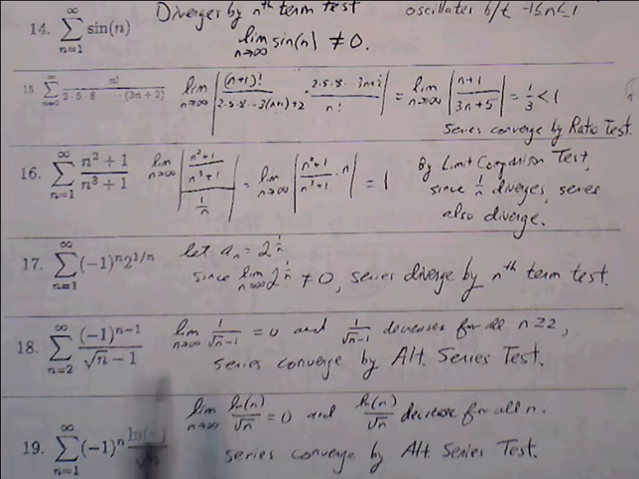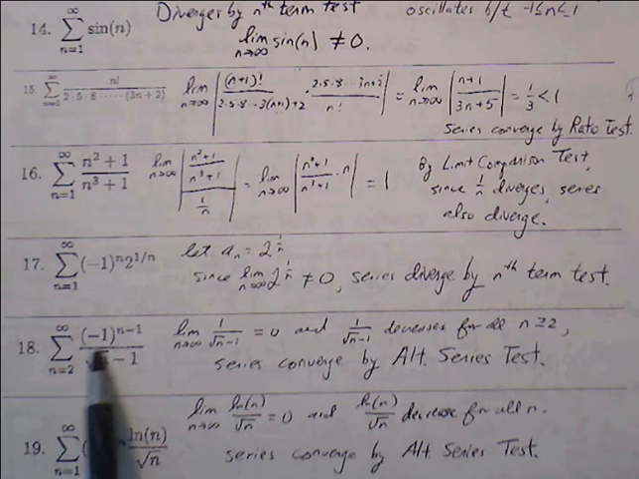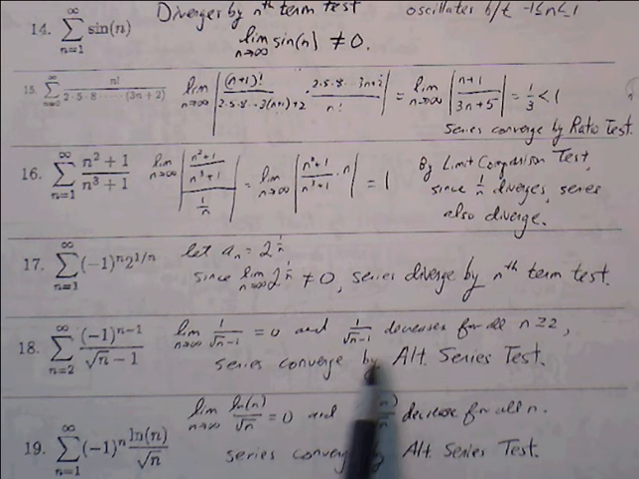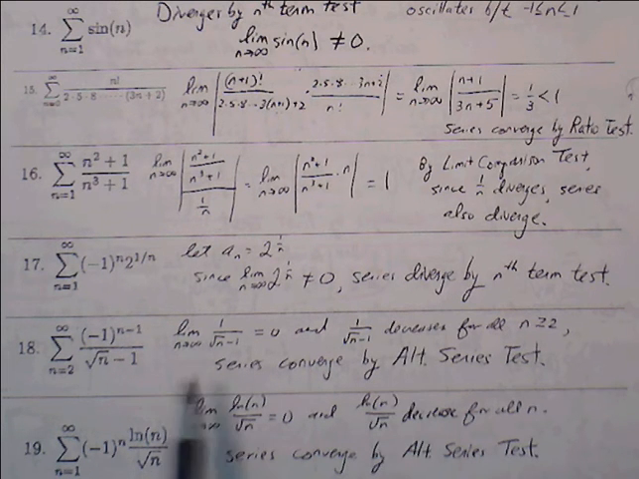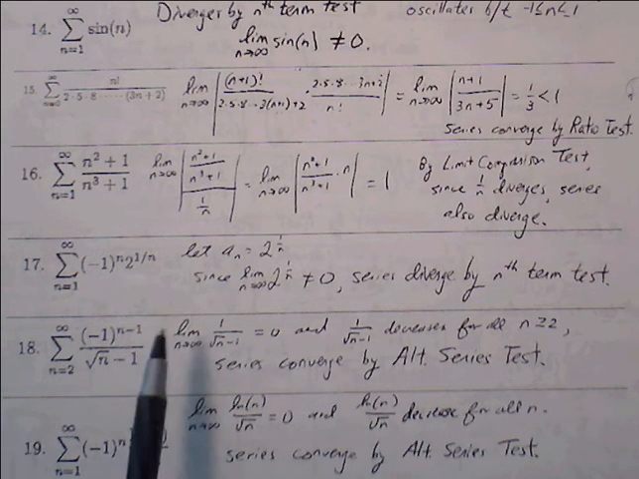All right, 18. This is a series that alternates, an alternating series. So as long as this rule of sequence, 1 over square root of n minus 1, has a limit that goes to 0 and as long as each subsequent term decreases, then that's enough to show that the series will converge by the alternating series test.